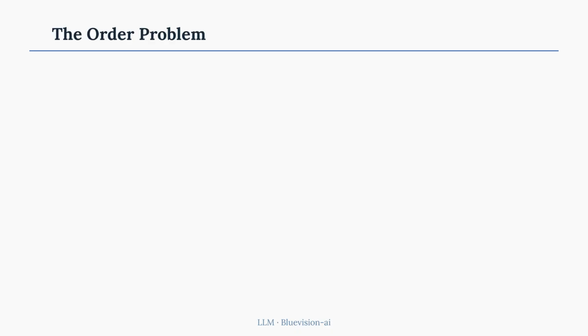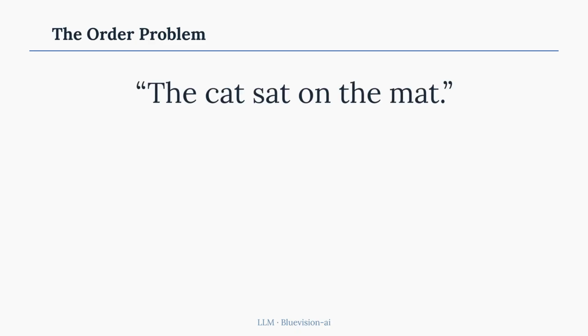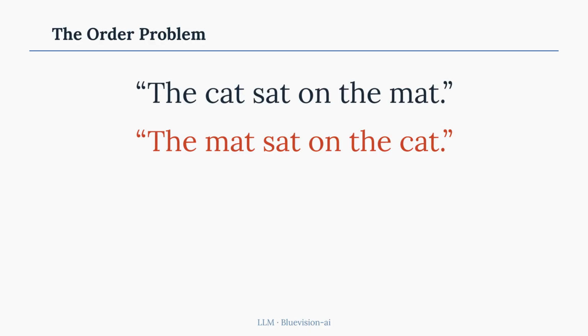Let me start with something simple, a sentence you'd give to a 5-year-old. The cat sat on the mat. Clear. Ordinary. The cat is doing the sitting. The mat is being sat on. Now read this. The mat sat on the cat. Same 6 words. The mat is now the one doing the sitting, and the cat is being sat on. A very strange situation for a mat, but a completely different sentence.